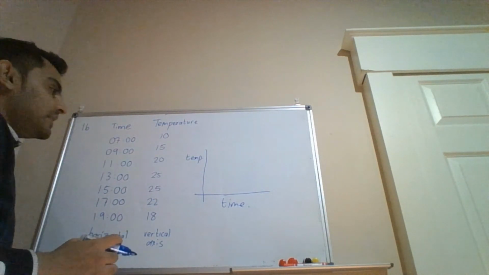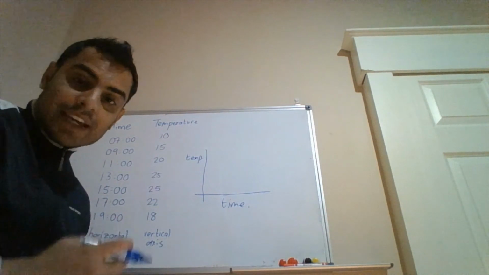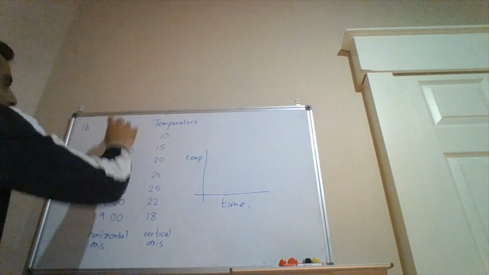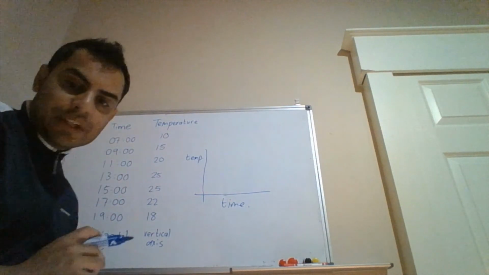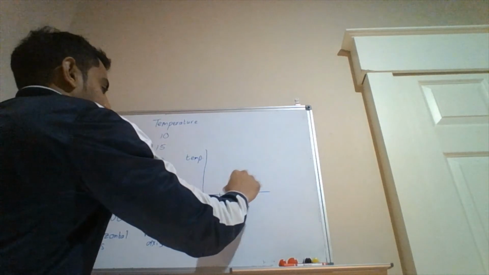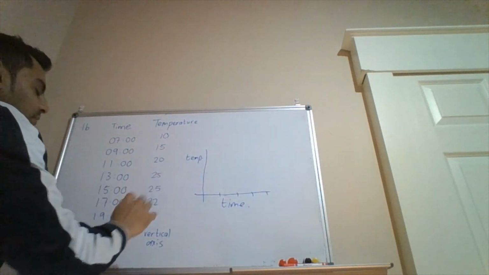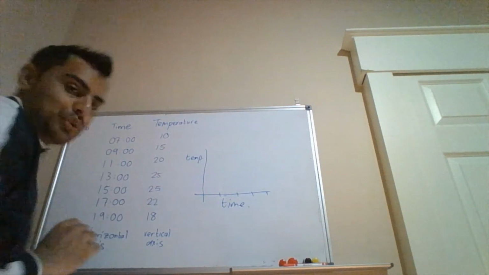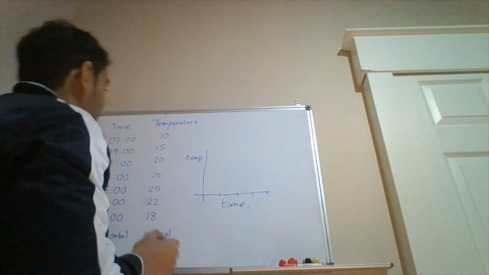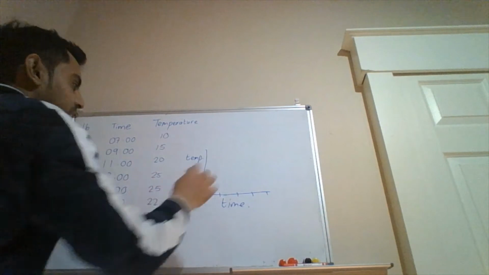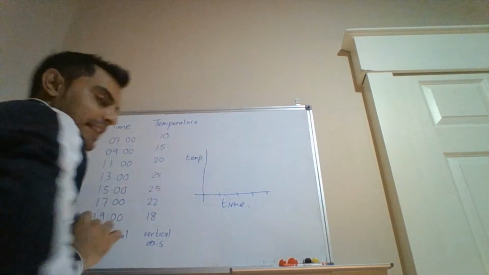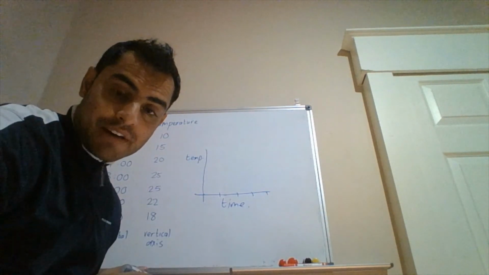So lastly, we need to think about what scale we're going to be using. Time goes up in 2-hour intervals. So on this axis we go up in 2s, and if we look at temperature, we see that there's a maximum value of 25 and a minimum value of 10. So we just must make sure that our range goes from 10 to 25.